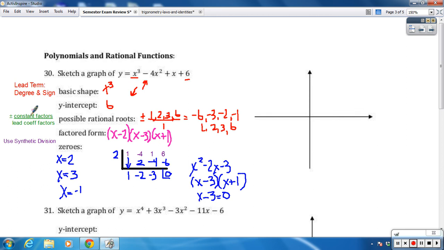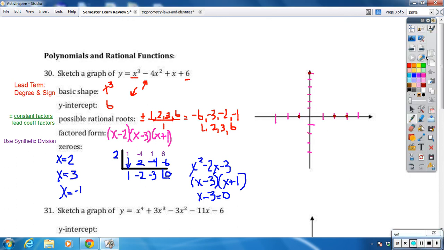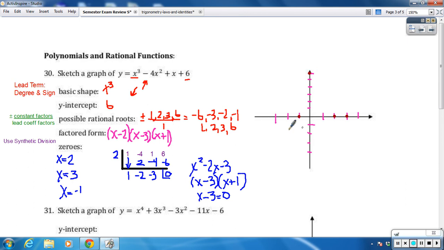Now what I'm going to do once I have all of this information is I'm going to plot. I'm going to start with my zeros and then my y-intercept. So I know that I'm crossing at negative 1, 2, and 3. Okay, so I've marked all of my zeros on the axis that I have drawn over here. And now I've also marked my y-intercept at 6. You don't have to mark every single line as long as you get a good, basic grid drawn.